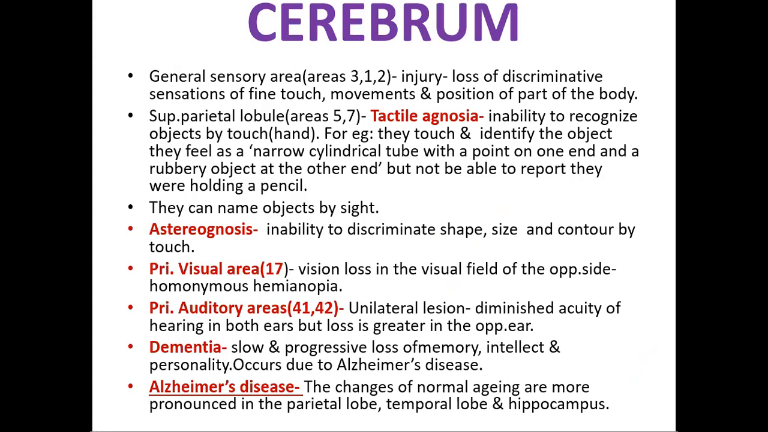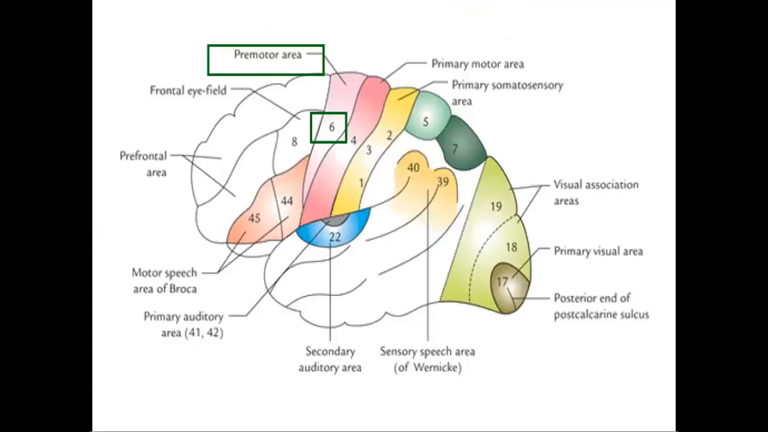So for example, if we see the areas 3, 1, 2, we call the area 3, 1, 2 the general sensory area. So if there is injury to these general sensory areas, then there is loss of fine movements. So it may be the sensations. Sensations will be lost: fine touch, fine movements, fine position of the part of the body. All these sensational losses, discriminative sensations, will be lost in the person.